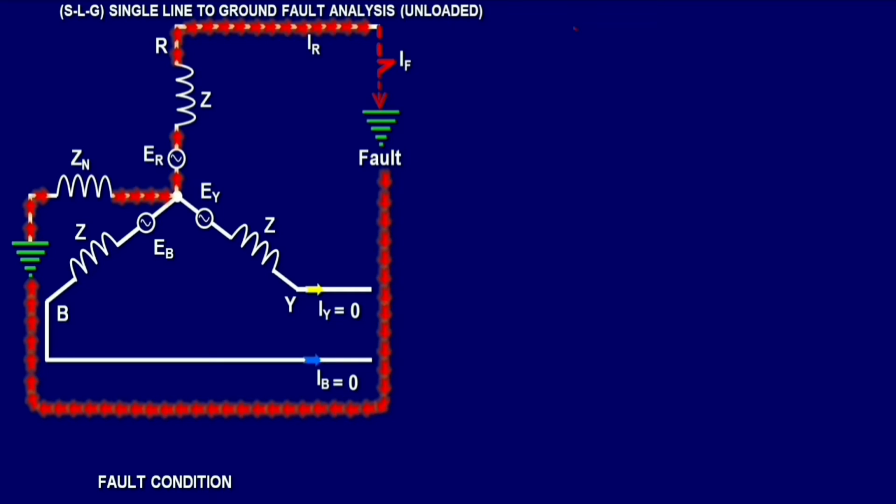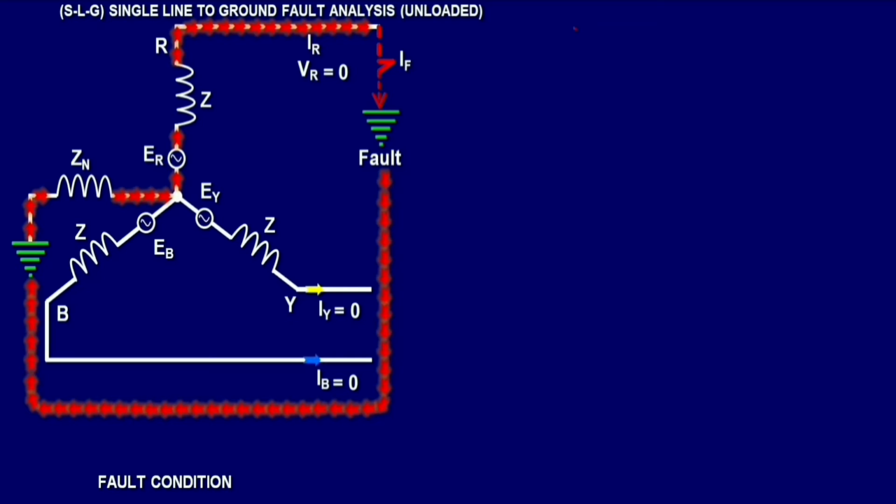What is the voltage VR across this line R? Between these two terminals, there is no voltage present. It means the voltage is zero at this point of time. When the fault occurs, line R is shorted to ground, so right here VR equals 0.